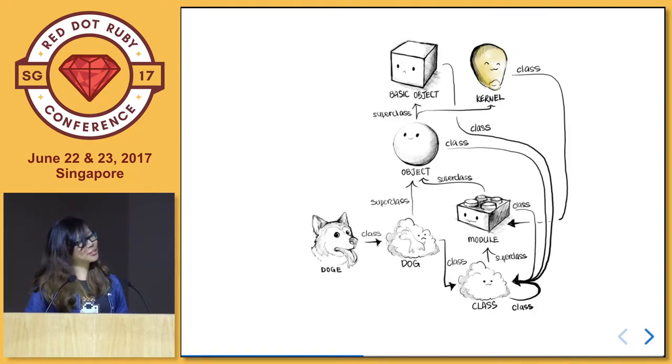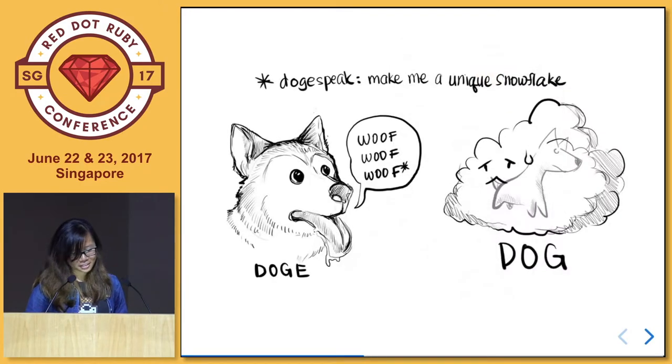Alas, the first wave of the existential crisis was now over. But soon enough, Doge began agonizing again. He complained to Dog, "You say that as a dog, I should be able to bark and wag my tail and be stroked on my belly and so forth.